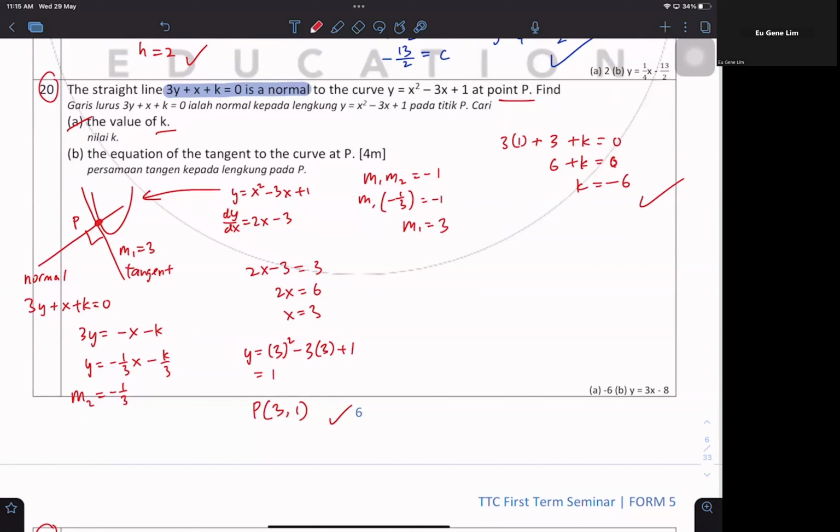Yes. Okay, I understand. Then question B, I don't want to do already. You know how to do already. Find the equation of the tangent. You know how to do. Okay, M1 point, then you can do. Okay, I understand.